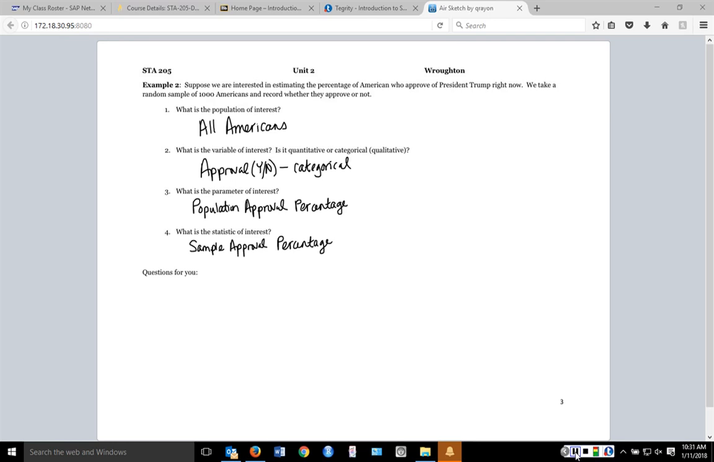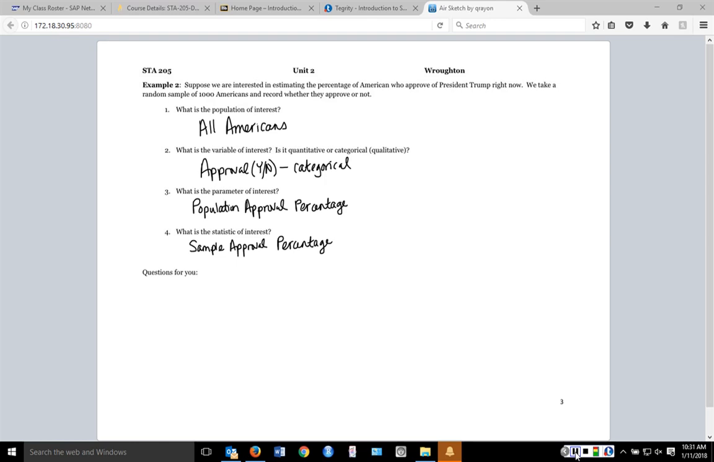The variable: if we have an American in front of us, what do we want to know from this person? Well, I want to know if they approve of the president right now or not. So it's a yes-no question. Since it's a yes-no answer, it's going to be a categorical variable. Looking at a parameter, which is a numerical summary, seems a little weird. This is where we remember that a variable is collected on an individual, whereas the parameter and the statistic are numbers that summarize the whole group we're talking about.